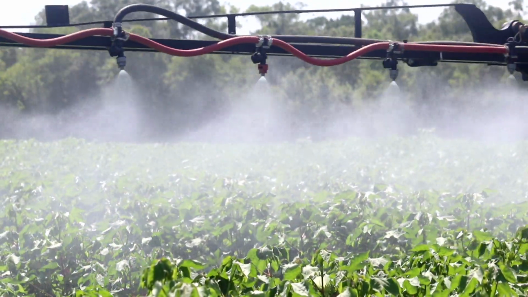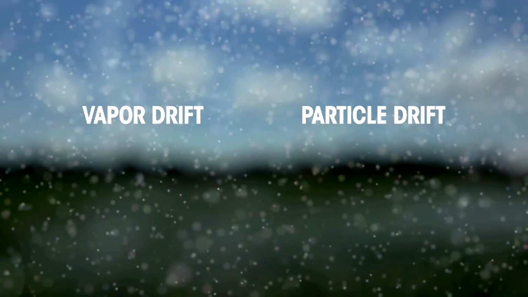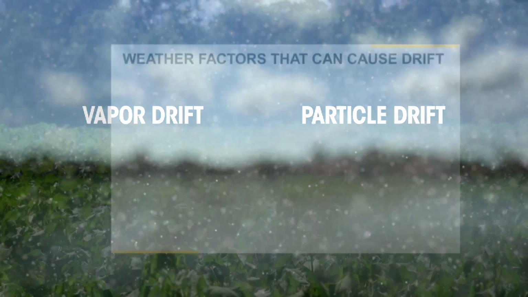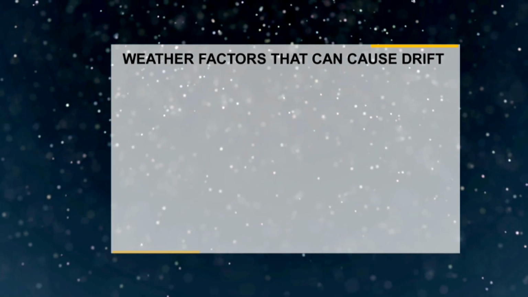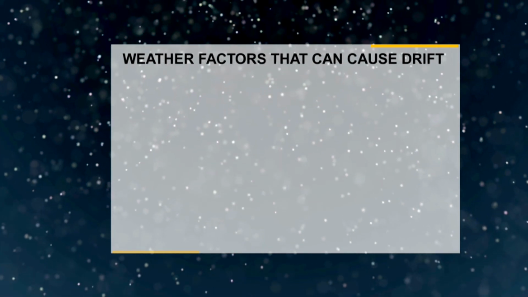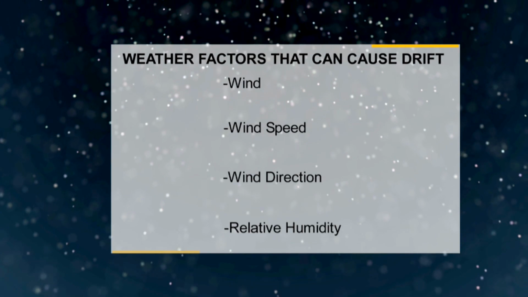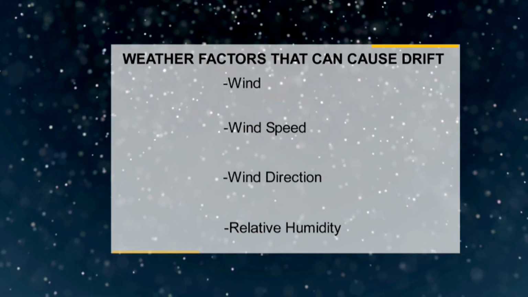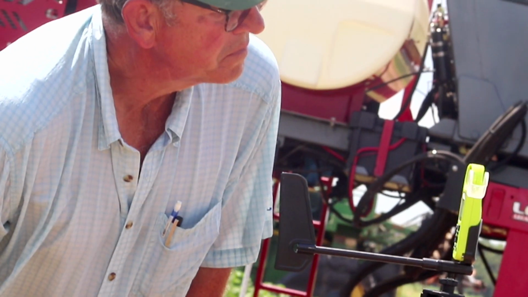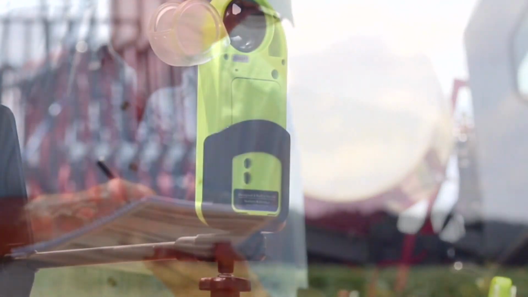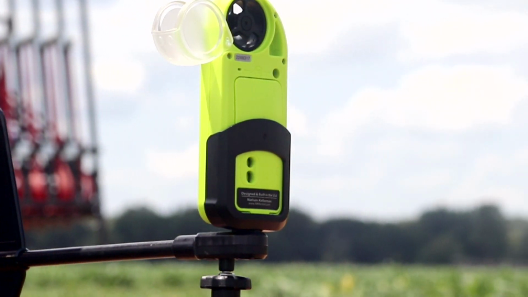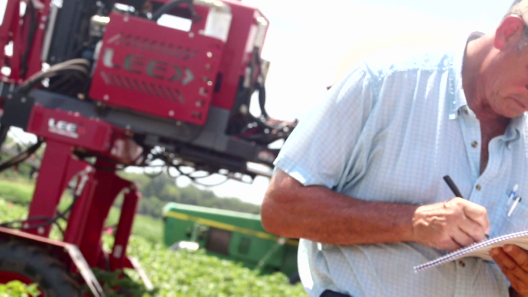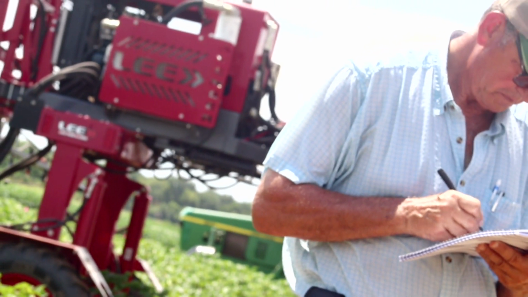So far, we have considered the two types of pesticide drift, vapor and particle drift. And we have looked closely at the weather factors that can cause unwanted drift. Factors such as wind, wind speed, wind direction, and relative humidity. Don't forget, make sure you record the weather conditions at the beginning and the end of your applications. This is part of your responsibility when applying pesticides.